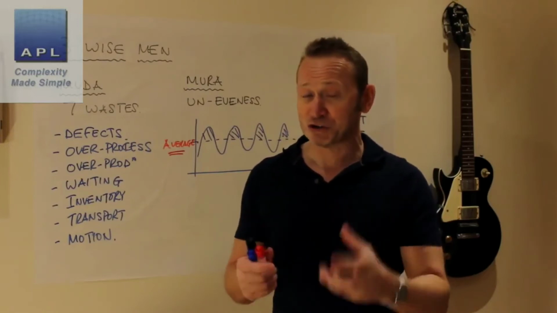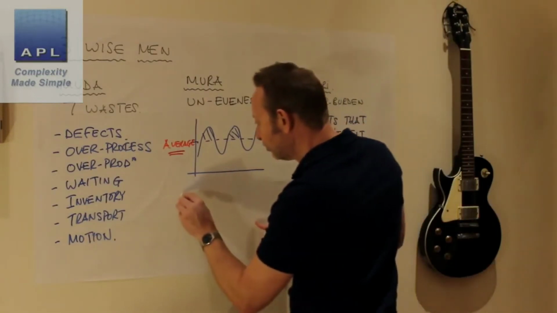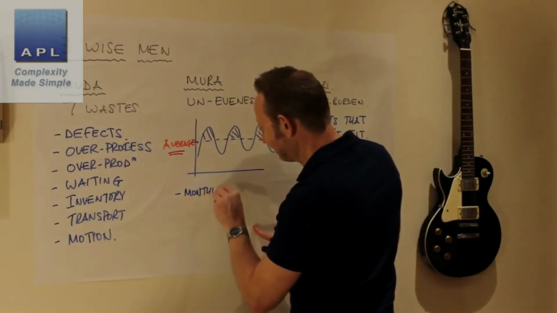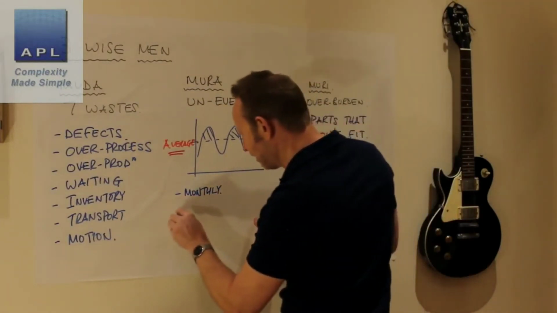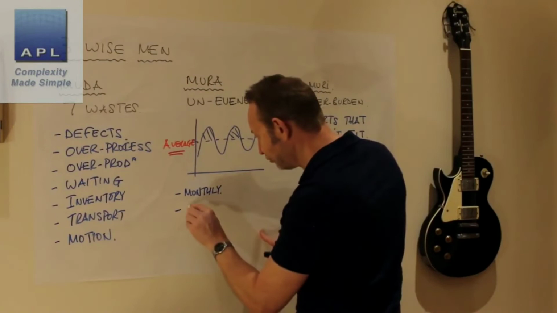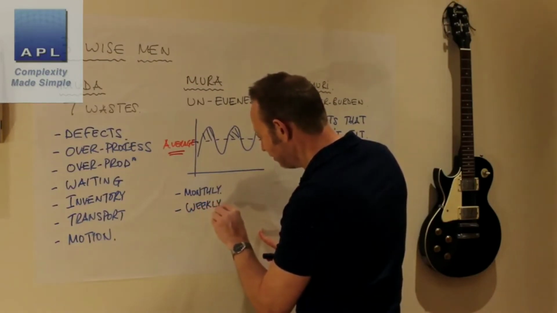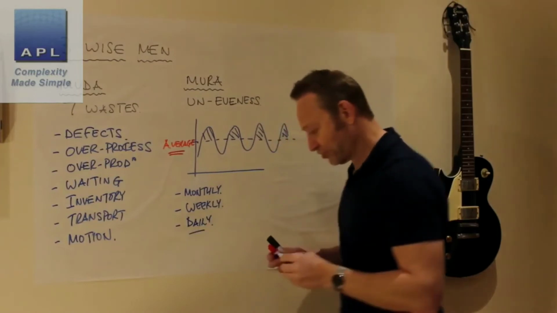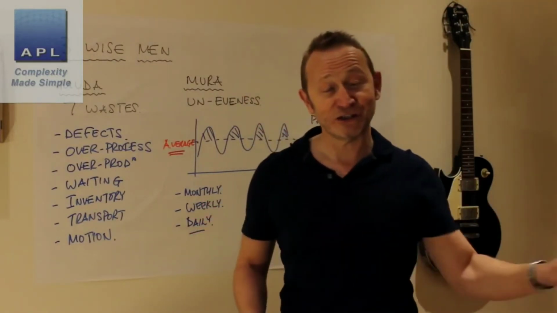Now, sometimes you can't do it daily. But what you should try and do, initially, you should try and do it monthly. So you make exactly the same quantity every month. If you can break that down into smaller batches, you should then try and do the same quantity weekly. And finally, if you can do it, the same quantity daily, so that every day is identical.